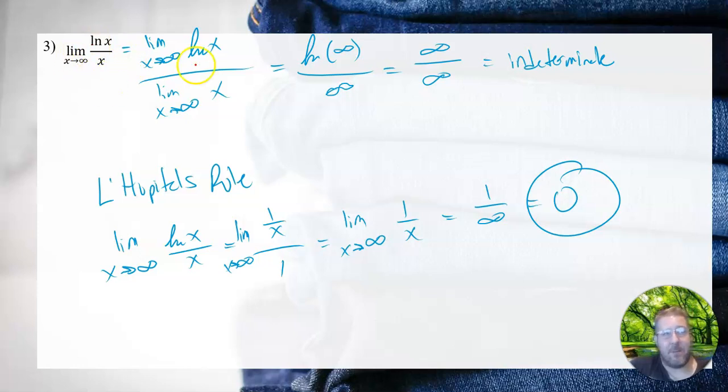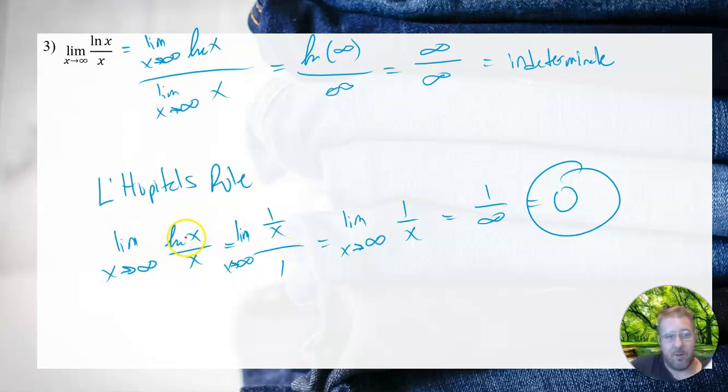All right, another example. This time, when I separate this with my properties and I plug it in, I end up getting infinity on top and bottom, which is also an indeterminate solution. Which means I'm going to use this same rule. I'm going to say that the original limit is equal to its derivative.